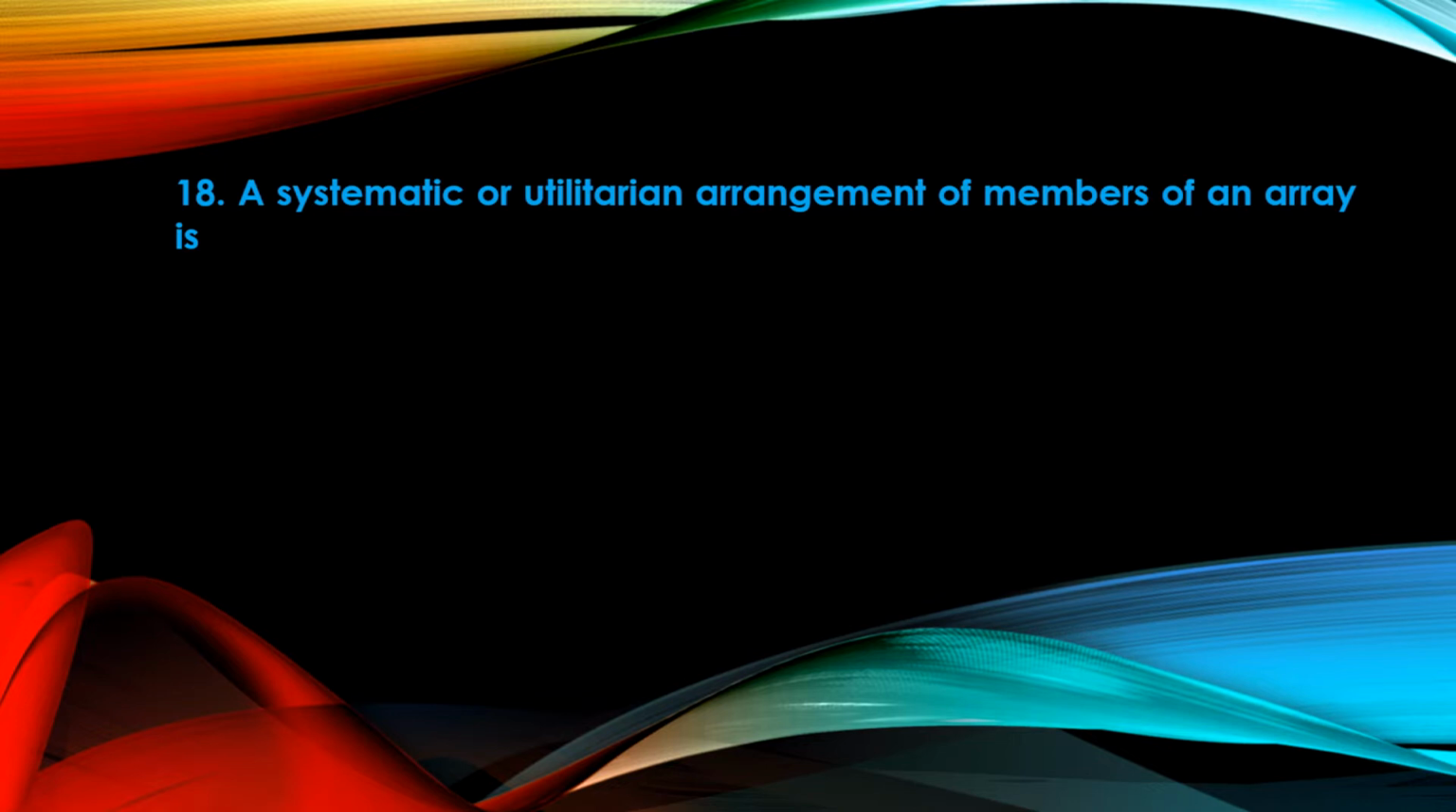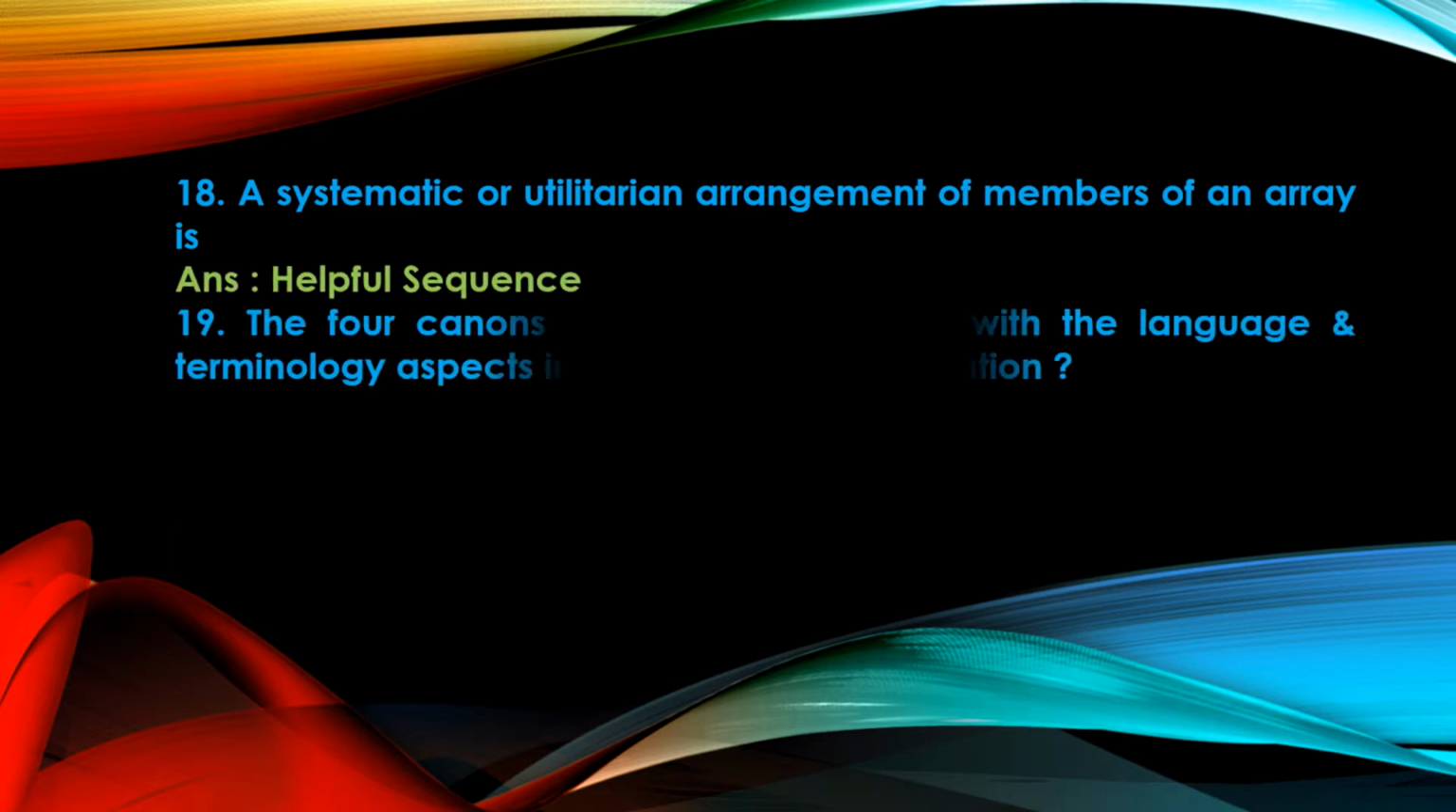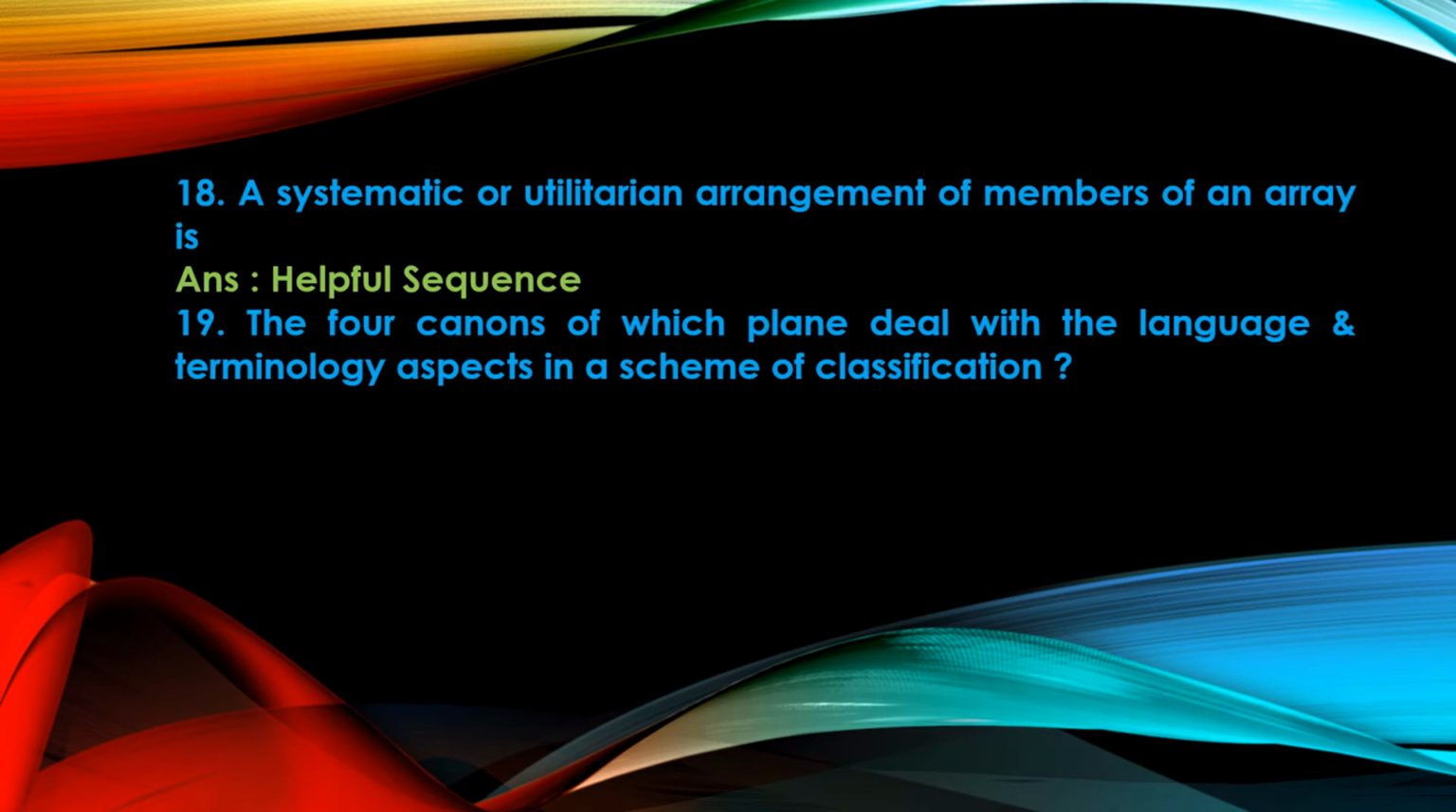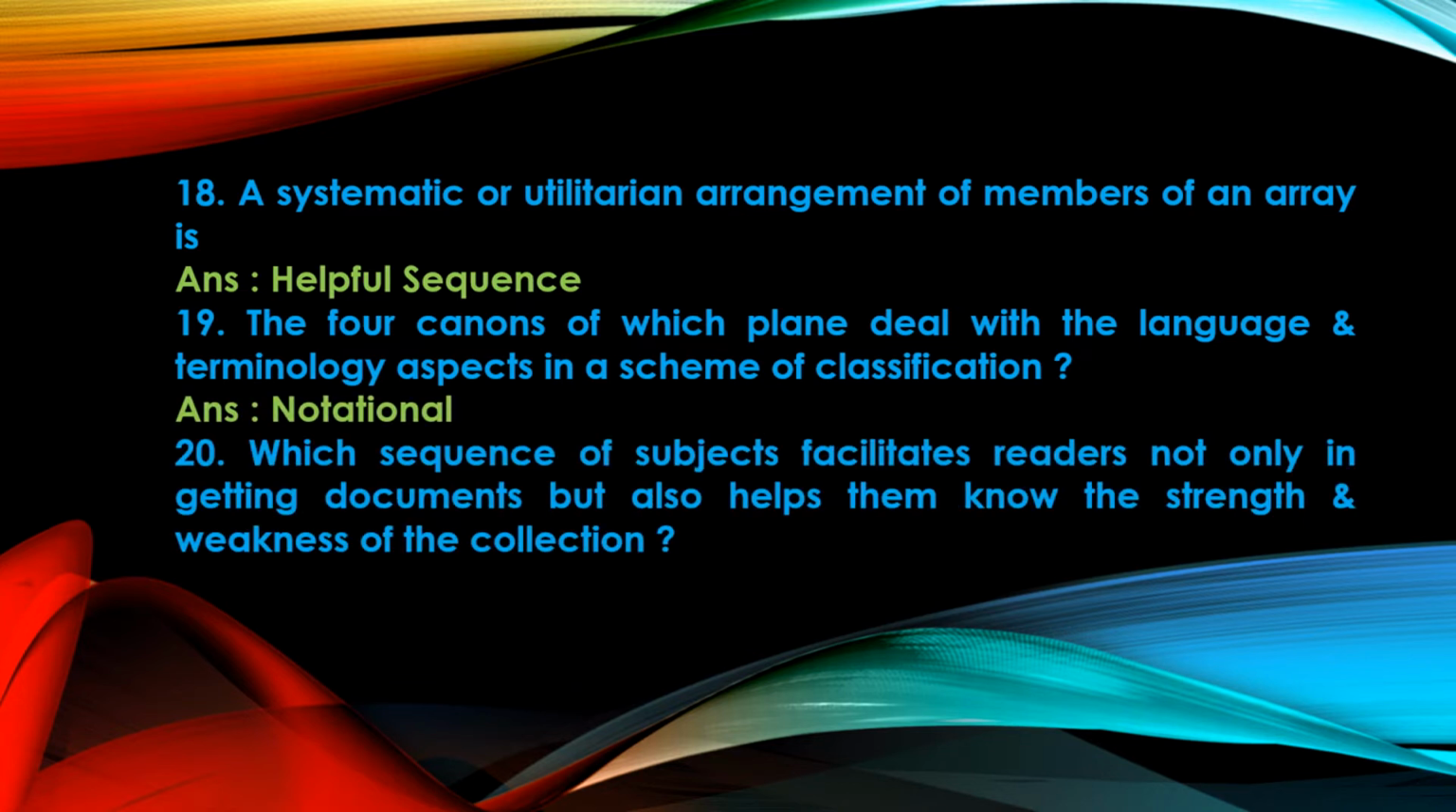A systematic or utilitarian arrangement of members of an array is helpful sequence. The 4 canons of which plan deal with the language and terminology aspects in a scheme of classification? Notational. Which sequence of subjects facilitates readers not only in getting documents but also helps them know the strength and weakness of the collection? Answer: parallel.